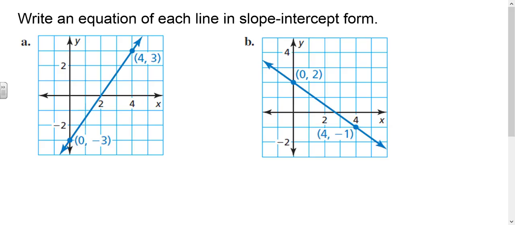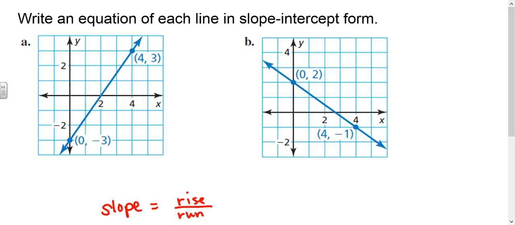Okay, so it says write an equation of a line in slope-intercept form. We're doing this for each graph. Again, the information that we need is the slope and the y-intercept. So how do we get slope? What is slope represented by? The slope is like the steepness of the line. And remember, slope is equal to the rise over the run.